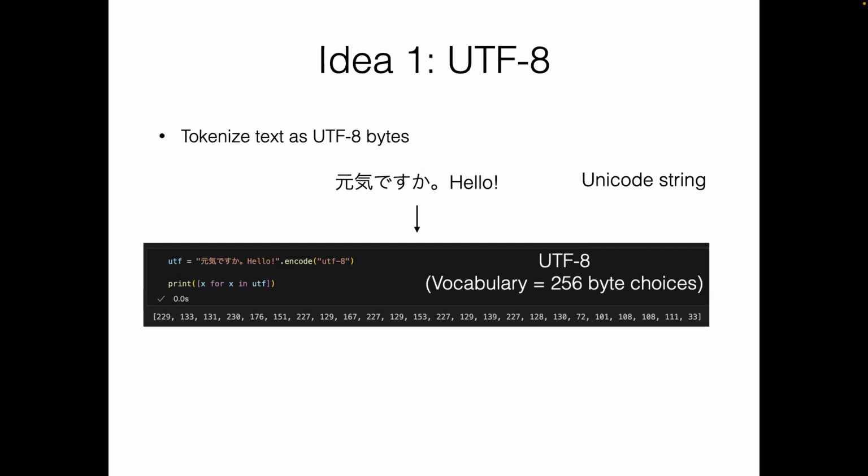Okay, so you can actually go into Python and do this. Here you can see this text, and we're encoding it as UTF-8, and then you can print out the different numbers. You can see for this kind of simple string, it turns into a really long sequence of numbers that are between 0 and 256. So kind of cool. And the issue again is that this will result in very long sequences, so we now want to try to make it more efficient.